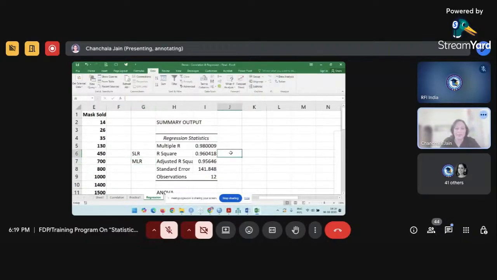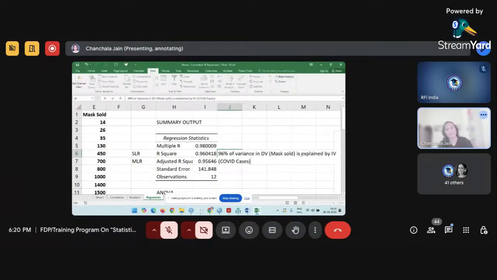So the meaning is that 96% of the variance in the DV, that is mask sold or sales of mask, is explained by the IV, that is COVID cases. Right?